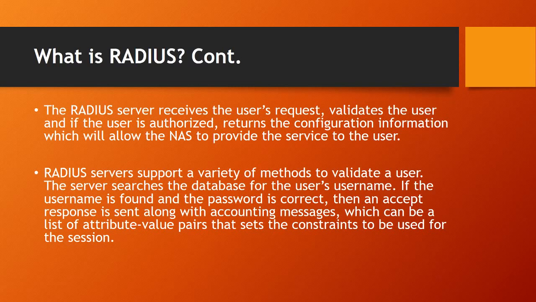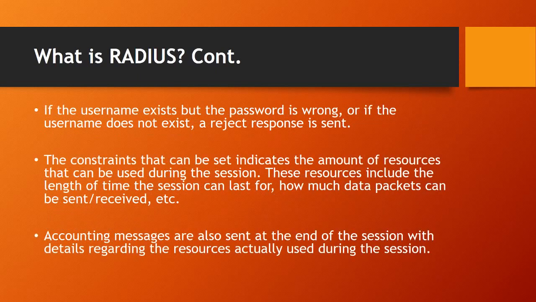RADIUS servers support a variety of methods to validate a user. The server searches the database for the user's username. If the username is found and the password is correct, then an accept response is sent along with accounting messages, which can be a list of attribute value pairs that sets the constraints to be used for the session. If the username exists but the password is wrong, or if the username does not exist, a reject response is sent. The constraints that can be set indicate the amount of resources that can be used during the session.